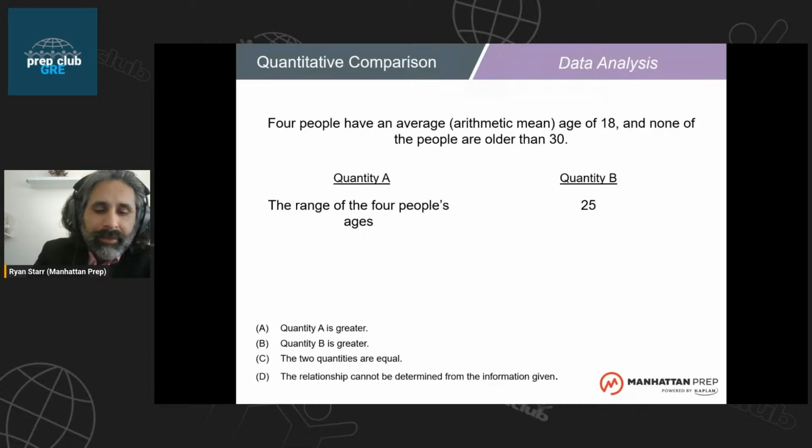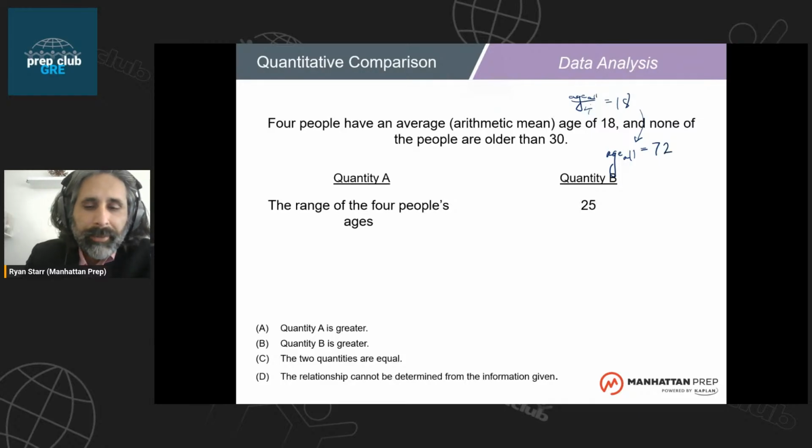And this is definitely going to benefit from a bit of algebra. They say average, you can always use the average formula. The collective ages, the age of all the people collectively divided by 4, the number of people, is 18, which means total age is 4 times 18 or 72. They have 72 years among them.